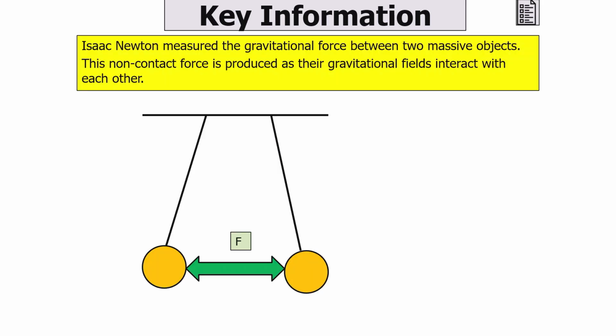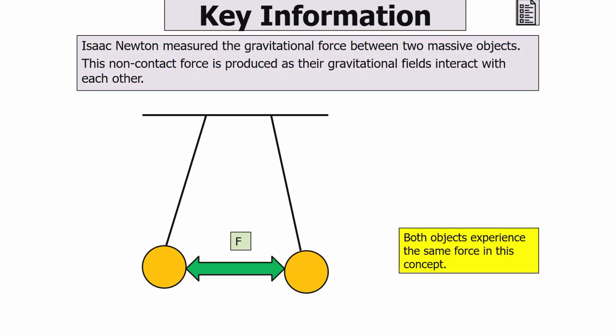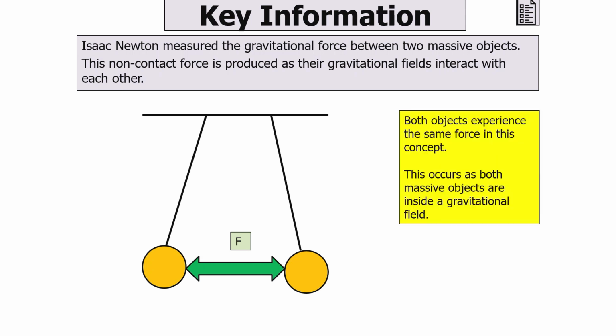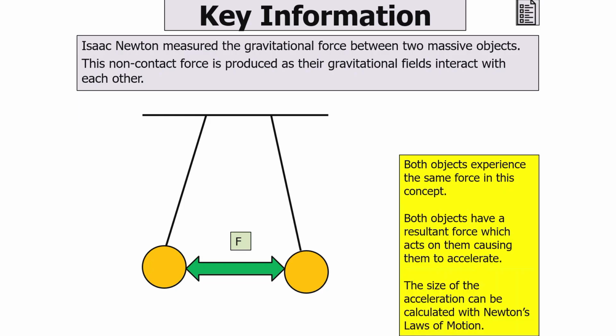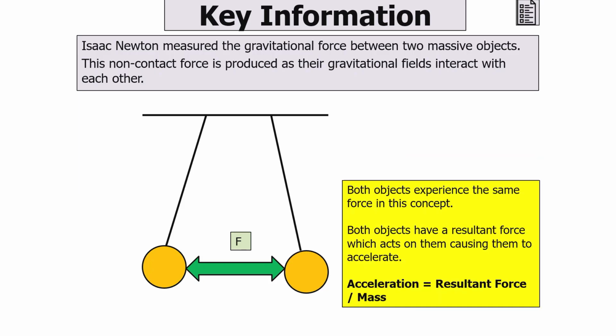So to clarify, Isaac Newton measured the gravitational force between two massive objects. This non-contact force is produced as their gravitational fields interact with each other. Both objects experience the same force in this concept. This occurs as both massive objects are inside a gravitational field. Now, both objects will experience the same force and have a resultant force which acts on them, which causes them to accelerate. Now, the size of the acceleration can be calculated by Newton's laws of motion, where acceleration is the resultant force divided by the mass.